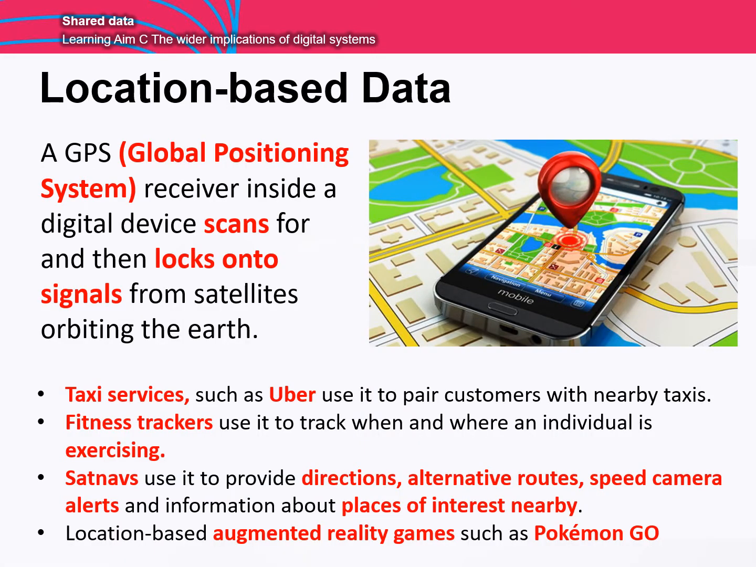Another method of collecting data is by using location-based data. This is where your GPS signal gives information to the companies or the apps locating where you are so they can use that information for further use. Some examples of organizations that use location-based data are taxi services such as Uber. They can ensure then that the closest taxi goes to the customer.